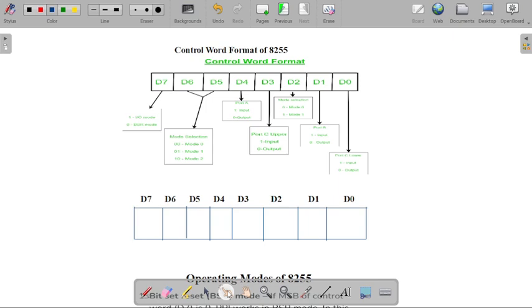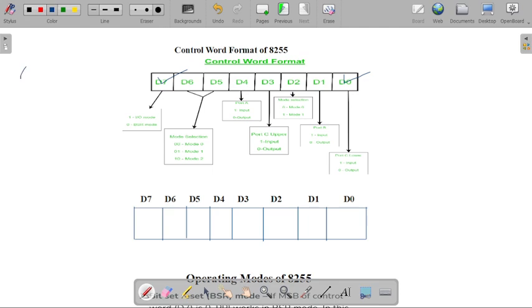In this video, we will learn the control word format of our 8255 PPI, that is the 8255 microprocessor. There are a total of 8 bits in our control word format, from bit D0 to D7. In the previous video, we learned the different modes of 8255 PPI.